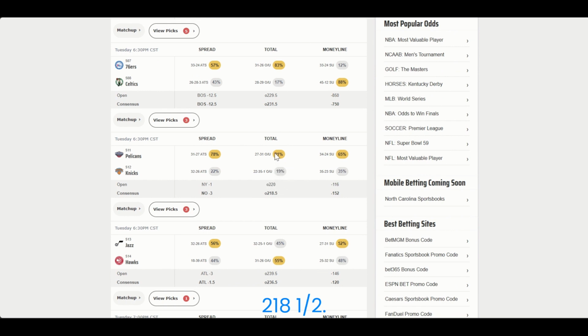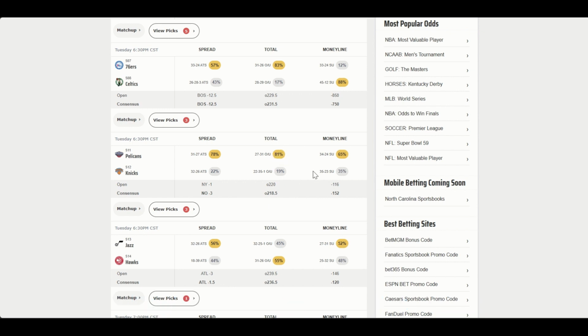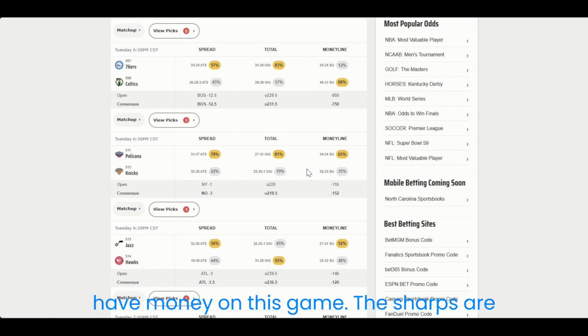But in this case, they already had 81% of the clicks going towards the over, and then they moved the line down to 218.5, making this look even better than before. And that's almost backwards, right? That's almost reverse. Well, the reason that this happens is because the sharps have money on this game.